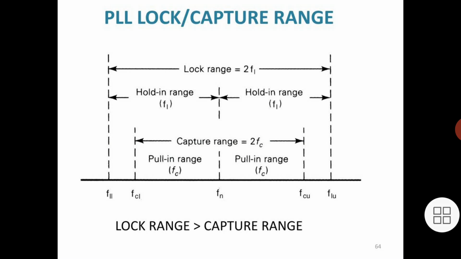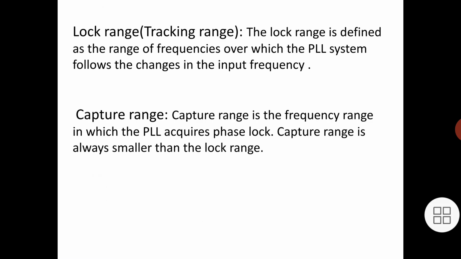And there are two terms, lock range and capture range, related to this PLL. And what is lock range? The lock range is defined as the range of frequencies over which the PLL system follows the changes in the input frequency. And the capture range is the frequency range in which the PLL acquires phase lock. That means capture range is always smaller than the lock range.